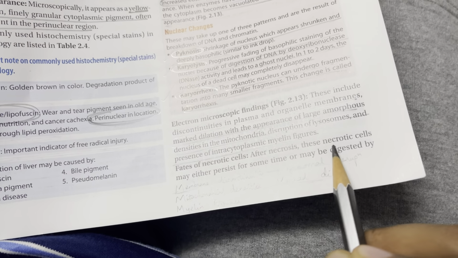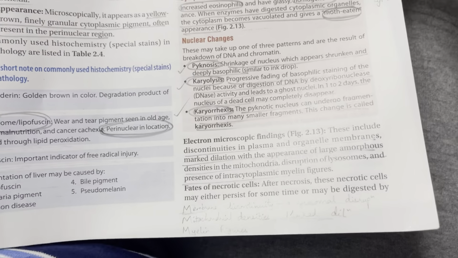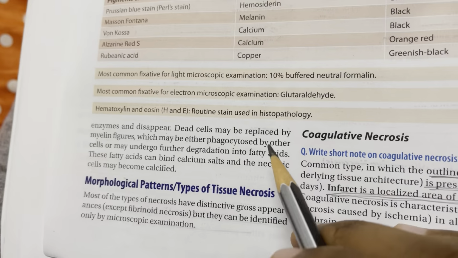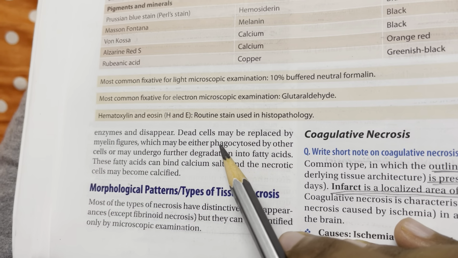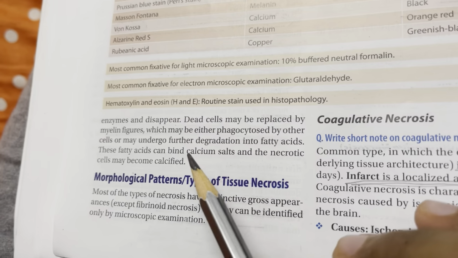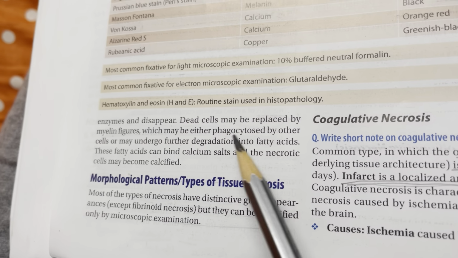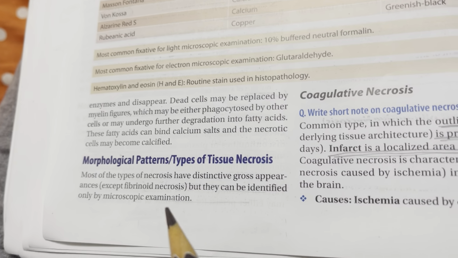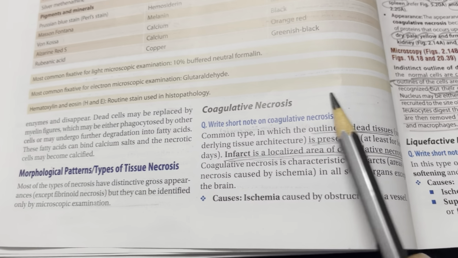Now, the fates of necrotic cells. After necrosis, these necrotic cells may persist for some time, or they may be digested by the enzymes and disappear. Dead cells may be replaced by myelin figures, which may either be phagocytosed by other cells or undergo degradation into fatty acids, and these fatty acids can bind calcium salts, and the necrotic cells may become calcified. Moving on to the morphological patterns of tissue necrosis.